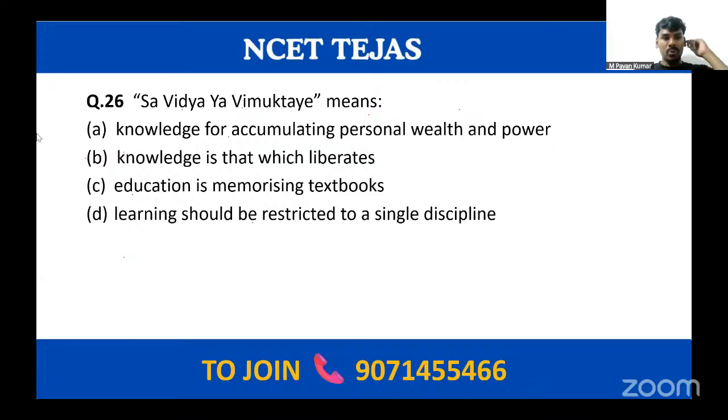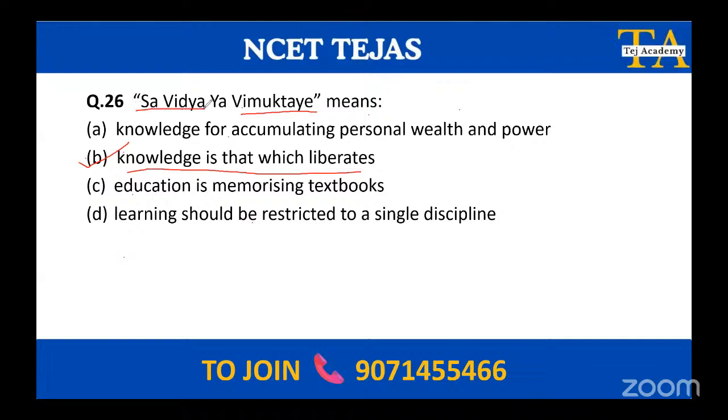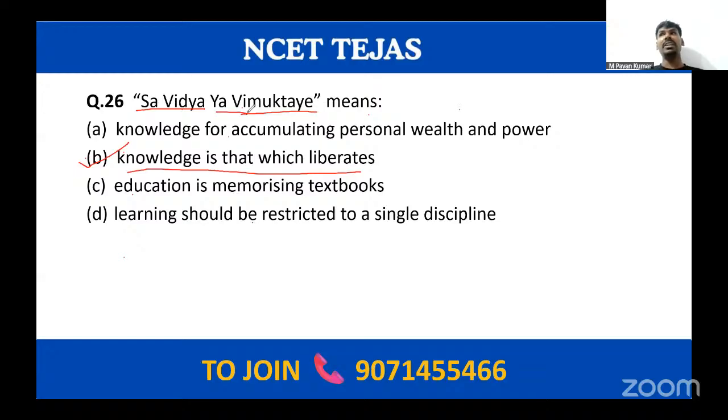Okay, so as most of you might be confused here, Sa Vidya Ya Vimuktaye means knowledge is that which liberates. As all of you said, that is correct. Vimuktaye means liberation. Sa Vidya, knowledge, is Ya Vimuktaye, which liberates. So please remember, Sa Vidya Ya Vimuktaye means knowledge is that which liberates. Okay, let us move on to the next question.